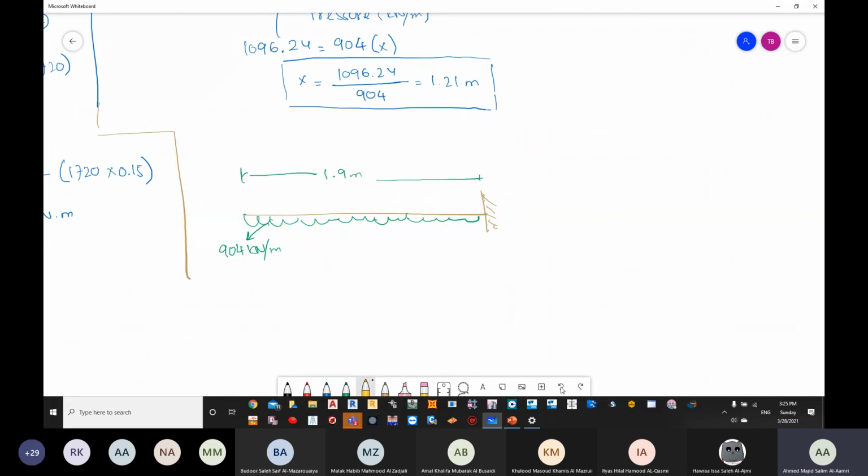Let us plot here. Okay. The distance is 1.36. This is 1,720. So 1.36 meters.